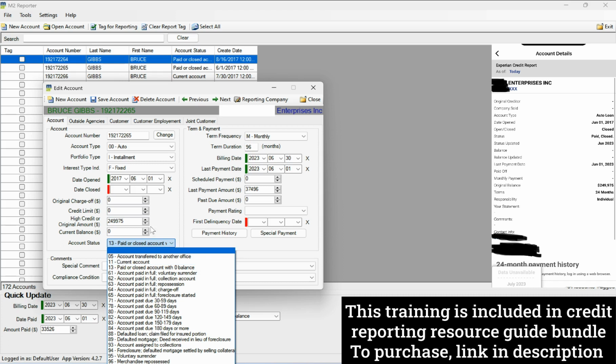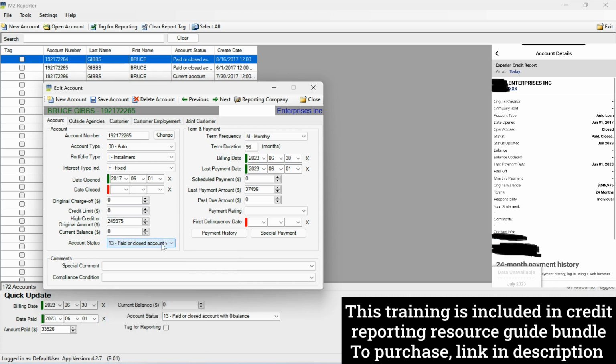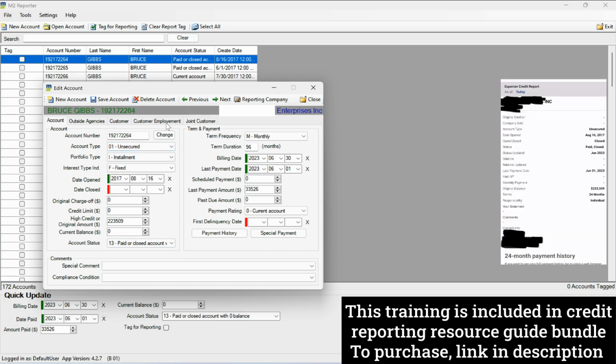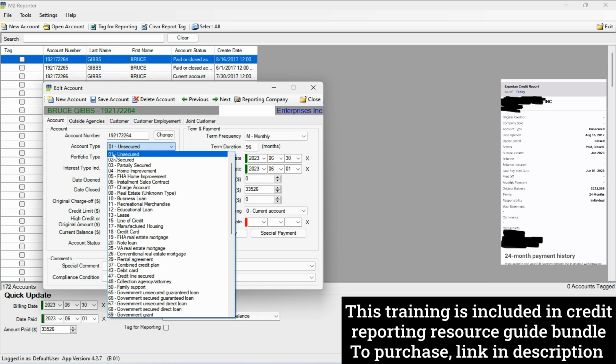It's going to show positive. It's a current. You're paying on time. There's no blemishes. It's a current account. That code is 11. All right? Now, this is the unsecured that I had. And pretty much, the Metro 2 format code for unsecured is 01.